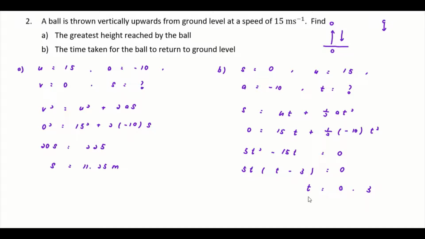Getting an answer of t equals 0 proves that what you are doing is correct, because this ball is actually starting from the ground level. So when t equals 0, s is supposed to be 0 as well. This proves that you are doing it right. So the second time for the ball to reach the ground level will be when t equals 3. You cannot take t equals 0 because that means the beginning. It's not the time where the ball returned to the ground; it's the time where the ball was initially at. So t equals 3 seconds.